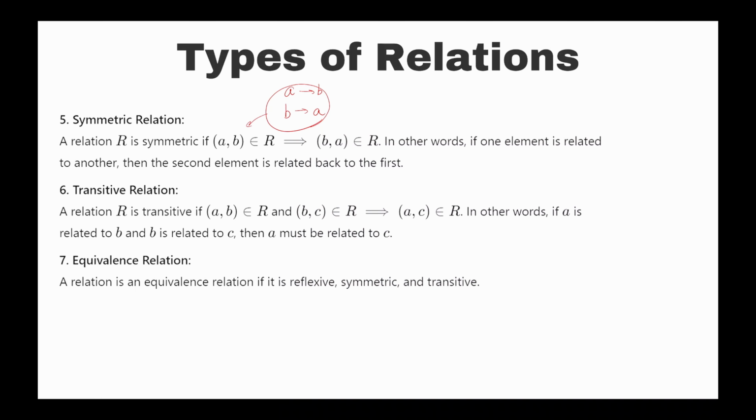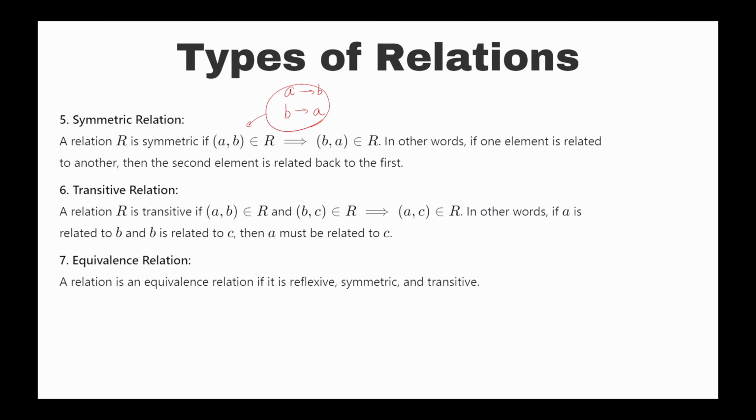Now I can see 1 is related to 1. Now let's see if the latter is also true. Is 1 related to 1? Let's say this is my A, this is my B. For this particular pair (1,1), A is related to B and B is also related to A, because even if I write down the reversal, it is still going to stay (1,1). That means it is true. For (2,2) also the same thing. (3,3) also the same thing.